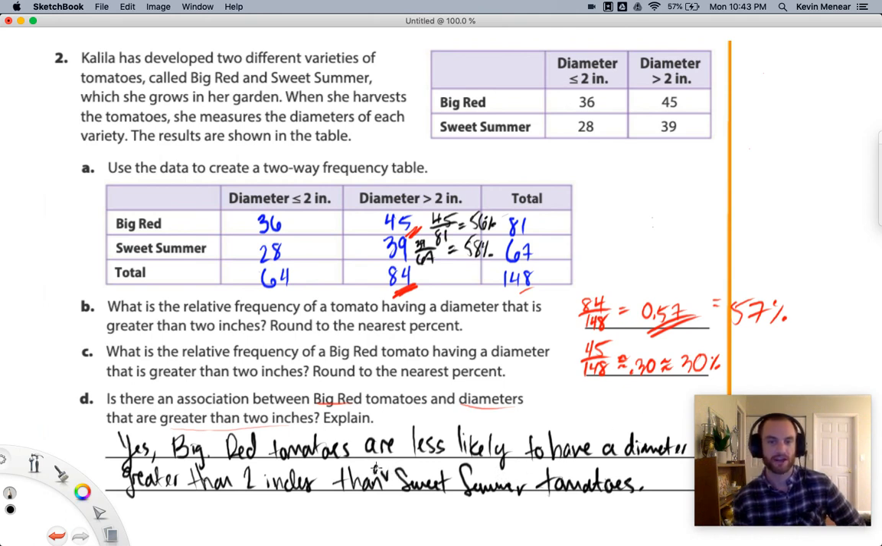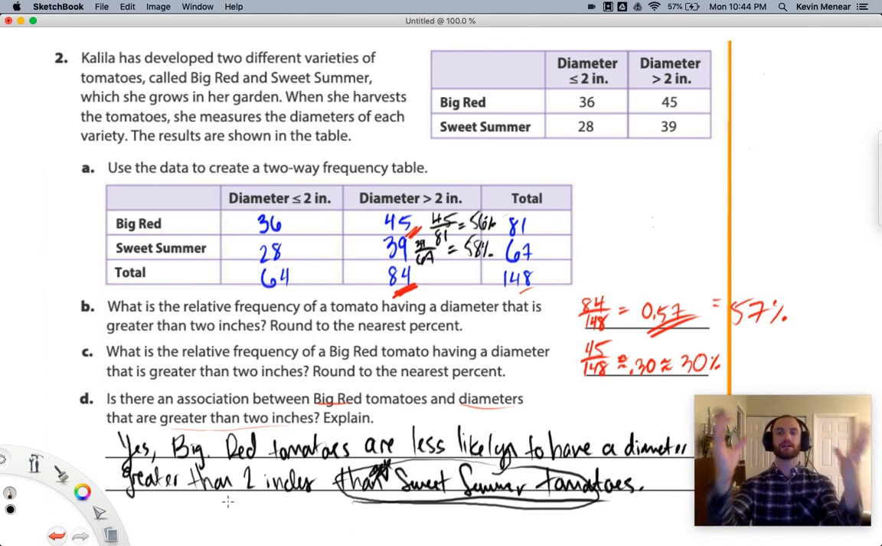Actually, I think it's "than are sweet summer tomatoes," that would be the correct grammar, okay? Big red tomatoes are less likely than sweet summer tomatoes. That's probably the best way to put it. So take this whole bit and put it here, right? Big red tomatoes are less likely than sweet summer tomatoes to have a diameter greater than 2 inches. Clarity of communication. You've drawn a conclusion based on your data, and there you go.